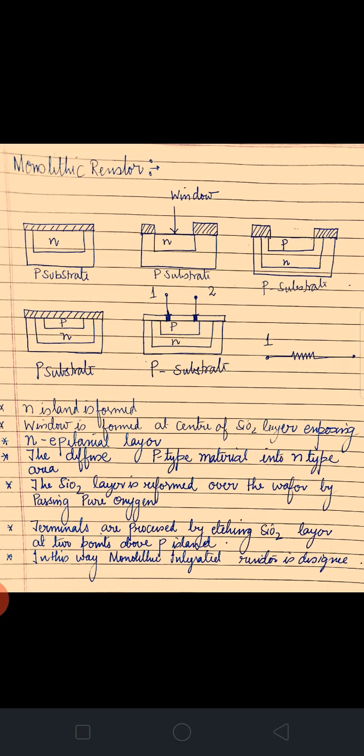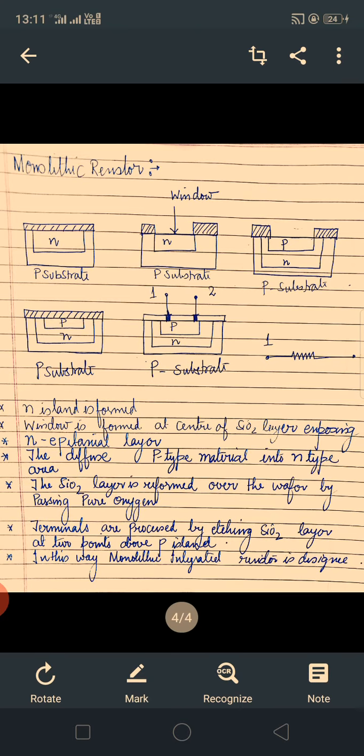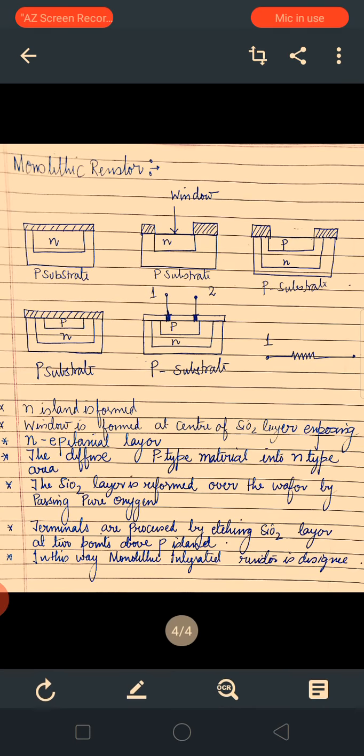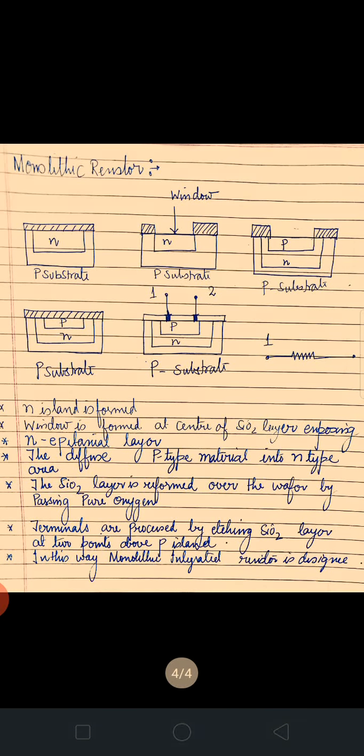Then the SiO2 layer is reformed over the wafer by passing pure oxygen. Now the window region is again covered with an SiO2 layer by reacting it with O2. Then, in a similar manner, the terminals are developed. Two terminals with metallic points are developed through etching over the P island. Now we can see that these two points can act as a diode, because the P and N regions form a depletion layer between points 1 and 2, and thus this is the design of the monolithic integrated resistor through the IC fabrication process.